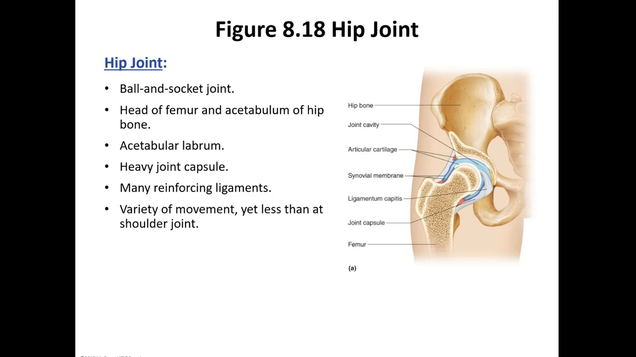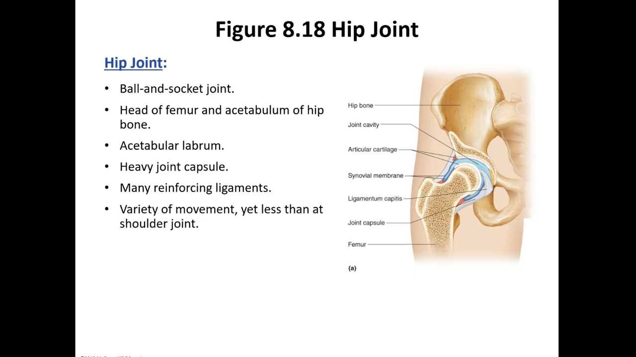Another joint type that is complex is the hip joint. The hip joint is the same as the shoulder joint because they are both ball and socket. You can see the diagram showing us the head of the femur is round, and this round head fits into a depression on the side of the pelvic bone called acetabulum.